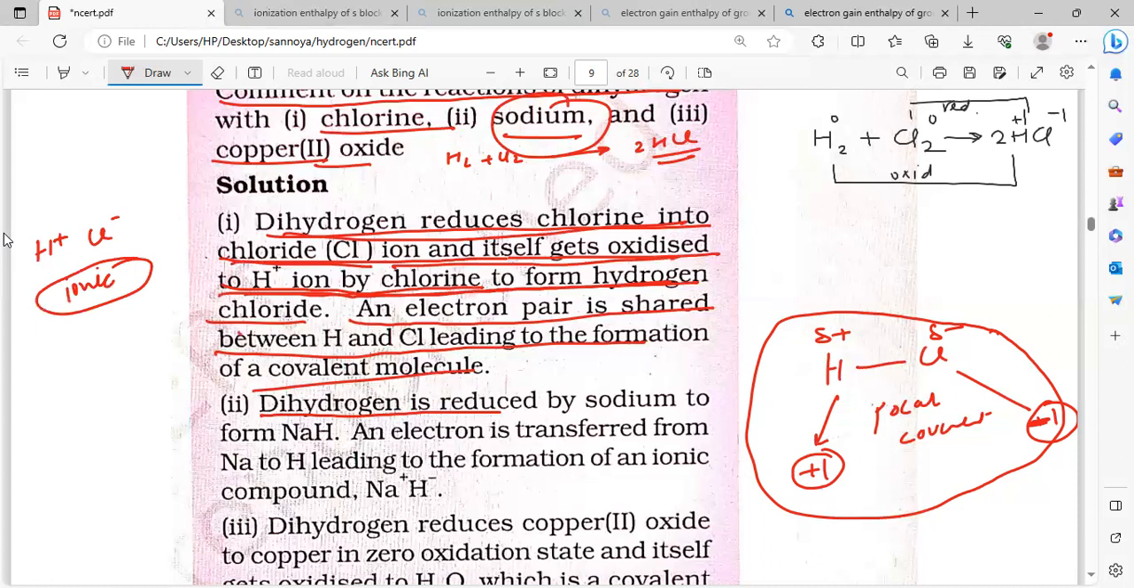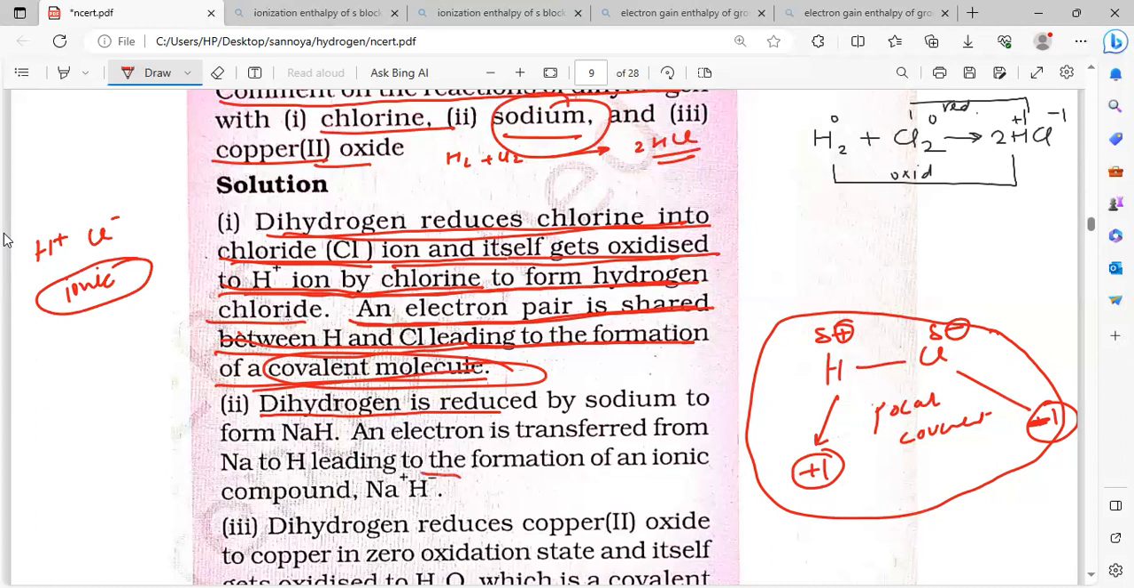Yes. But what is there? Come down here: an electron pair is shared between the hydrogen and chlorine, leading to the formation of a covalent molecule. Covalent molecule means what type of covalent? Polar covalent bond. That is why partial positive and partial negative are coming. That is what I want to tell. Yes, sir. Okay.